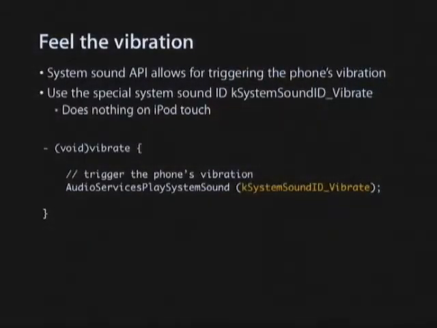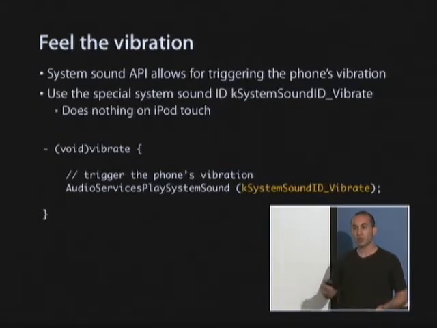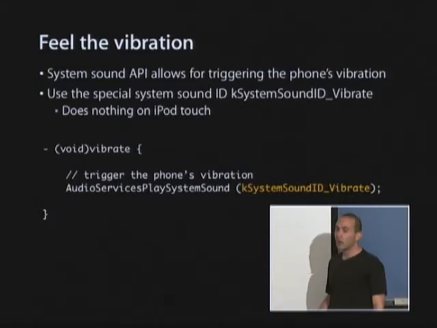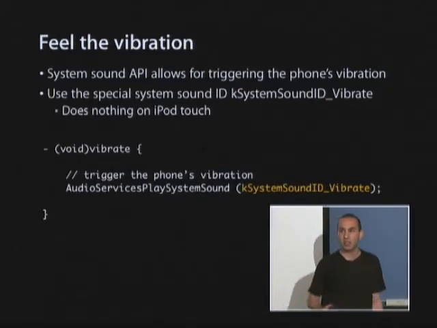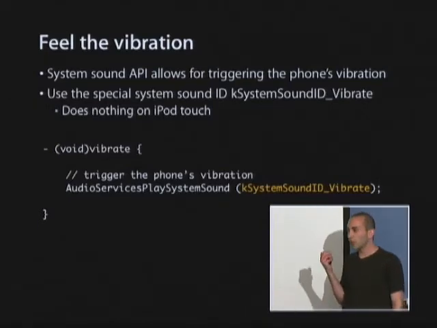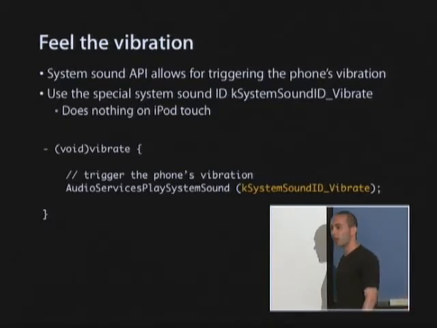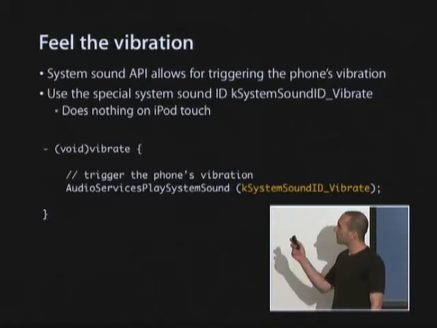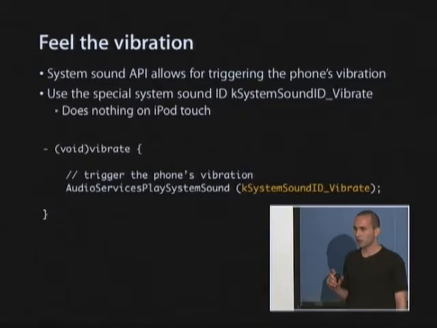Okay, so if you want to vibrate the phone, that actually comes through as a system sound API. And there's an ID that's specifically already set up for you. It's a constant called kSystemSoundID_Vibrate. All right? So when you say AudioServicesPlaySystemSound with the Vibrate ID, it causes the iPhone to vibrate. It's for a fixed amount of time. I don't know what that is, a fraction of a second. It says here it does nothing on the touch. I thought it might do a little piezo click, but I'm not sure about that.